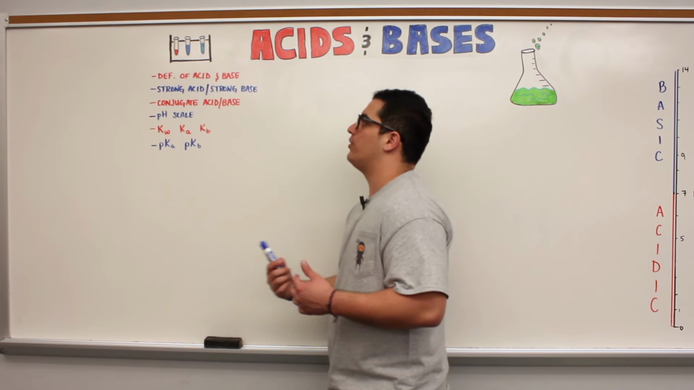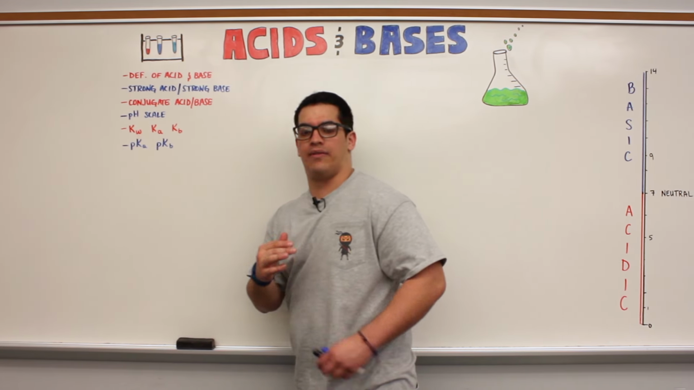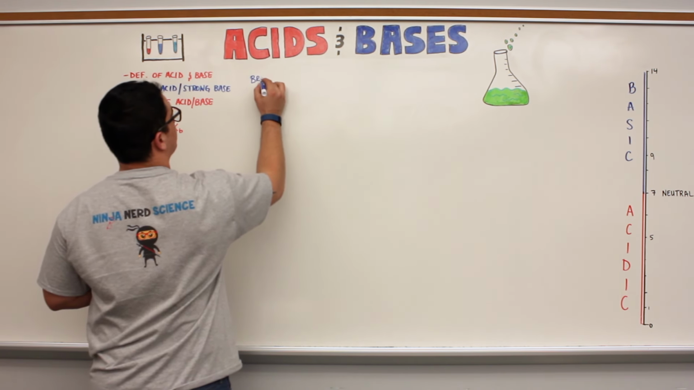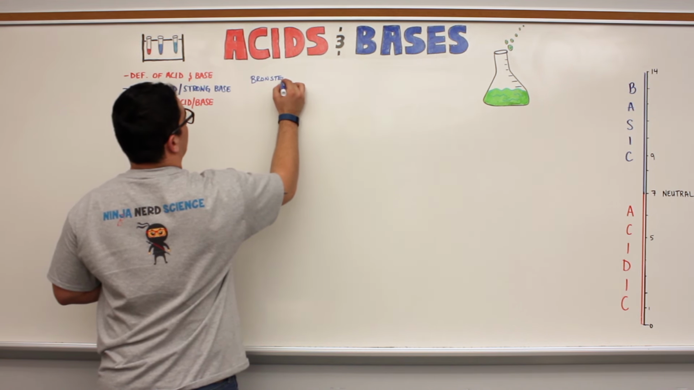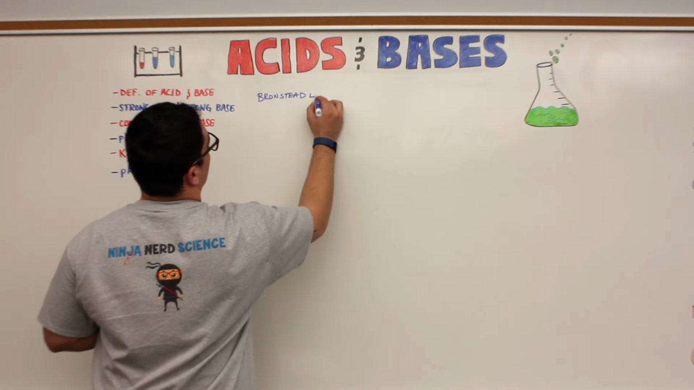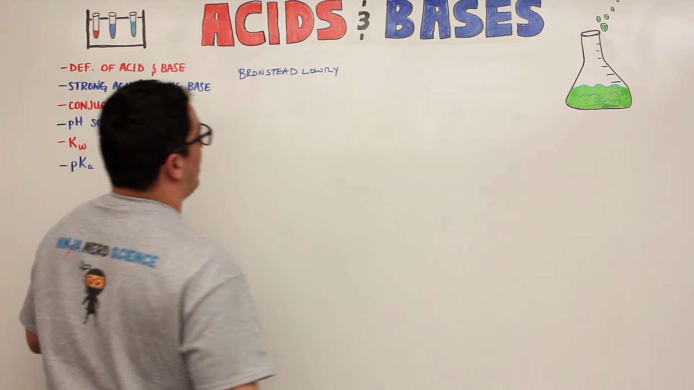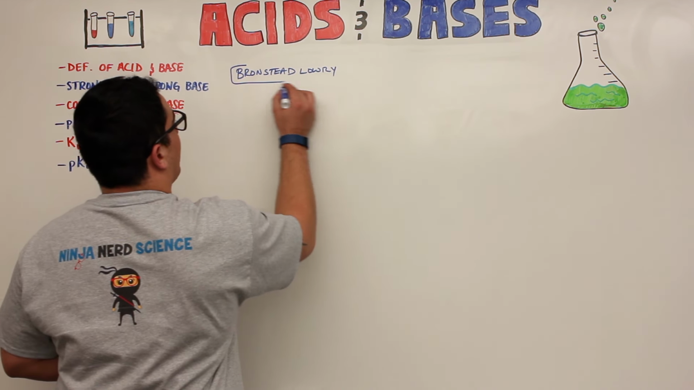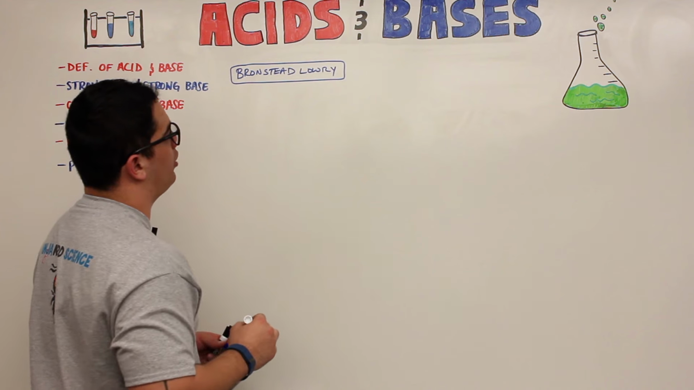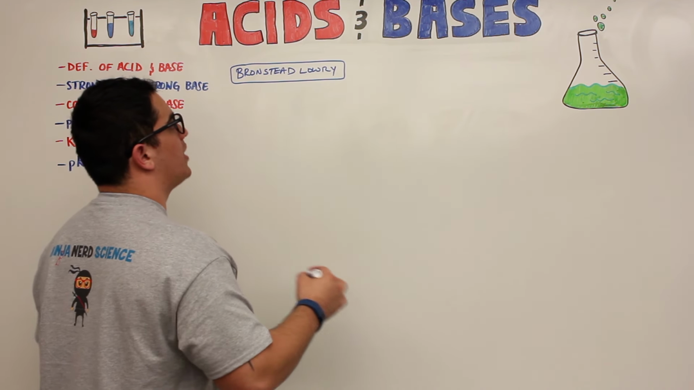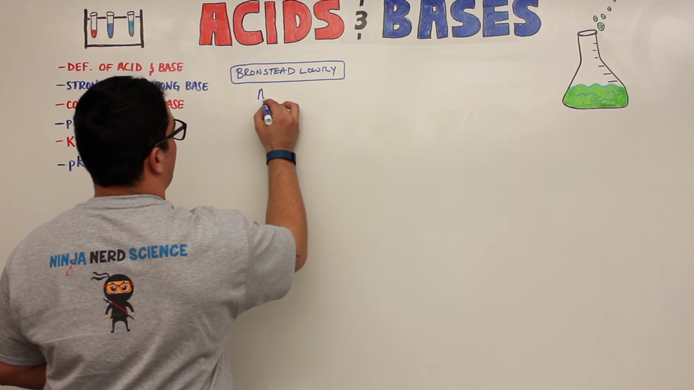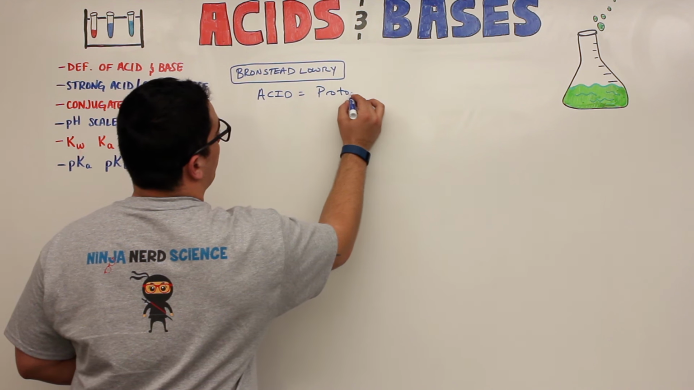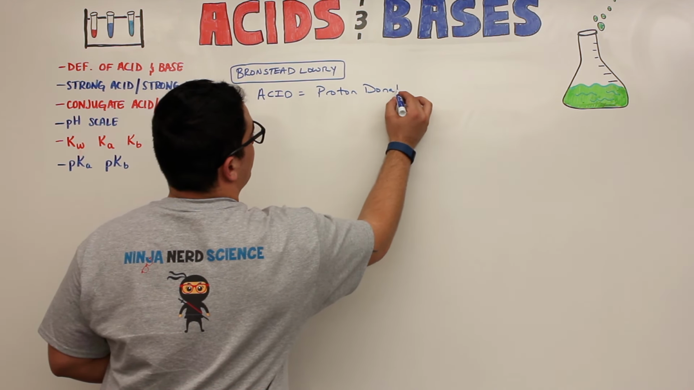In order for us to do this, we have to go through three different types of definitions. The first one we're going to talk about is Bronsted-Lowry. So, a Bronsted-Lowry acid. He said that when you take an acid and put it into a solution, an acid gives up protons. So how does he define an acid? He defines an acid as a proton donator.